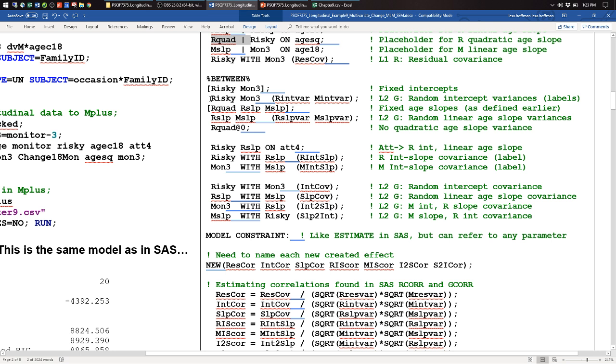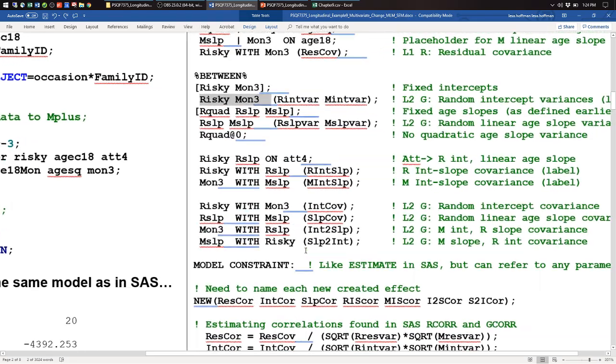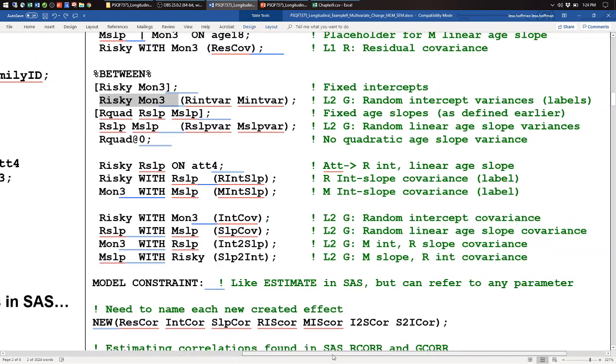Same rule as before in terms of when you list a variable. Do you want me to make this bigger, Kofung? Okay. Is that better? Okay.